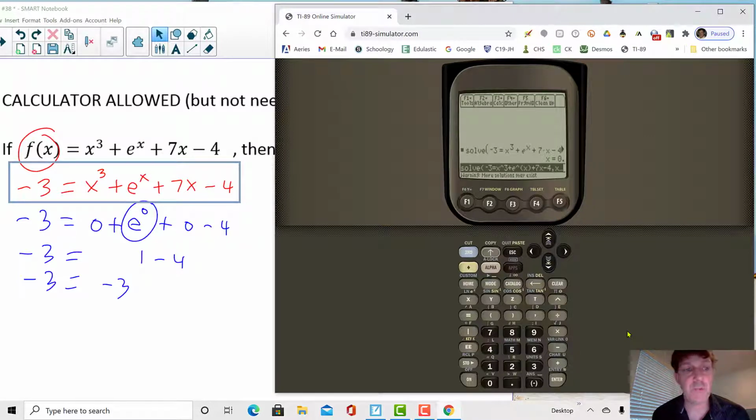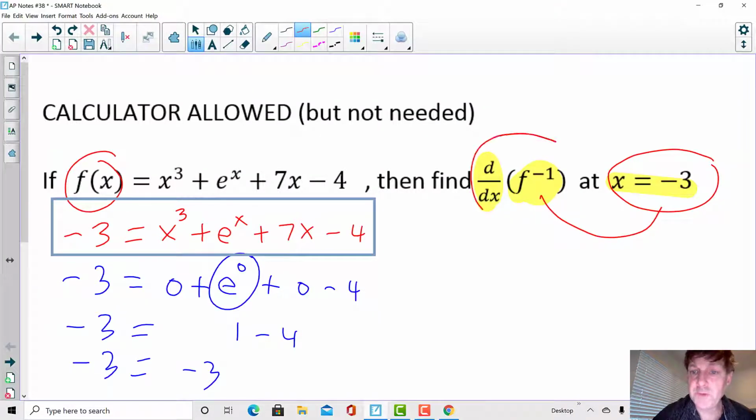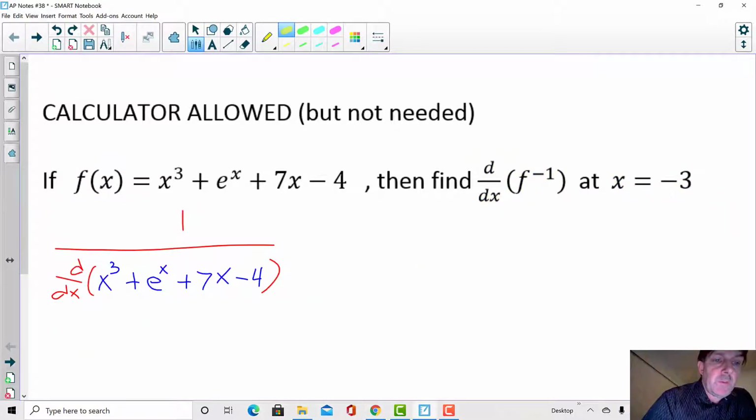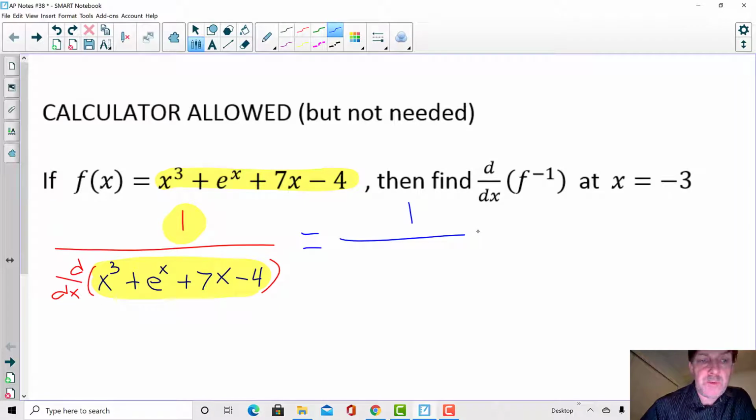Again, you can plug that in if you want to make sure. You plug in x equals 0, you will get -3 equals -3. Remember the rule for the derivative of the inverse? It's going to be 1 over f prime of x. So we have 1 over the derivative of f. Here's f right here, and we need to do the derivative of it. The derivative of x to the third is 3x squared. The derivative of e to the x is just e to the x. And 7x minus 4 is just a line, so the slope of that is just going to be 7.